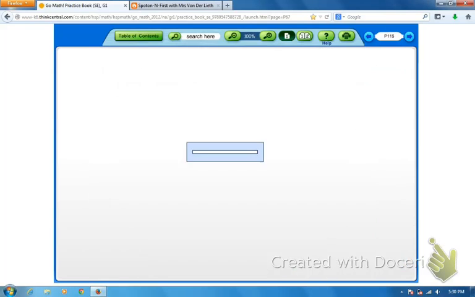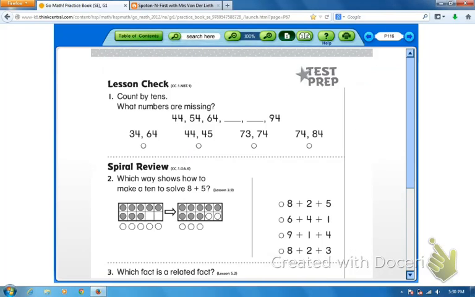On the back side of the homework, the first problem says count by tens, what number is missing. We can see in our pattern that the ones is never changing. Our ones is always 4. Our tens is changing: 40s, 50s, 60s, so it would be 74 and 84 would be our missing numbers.